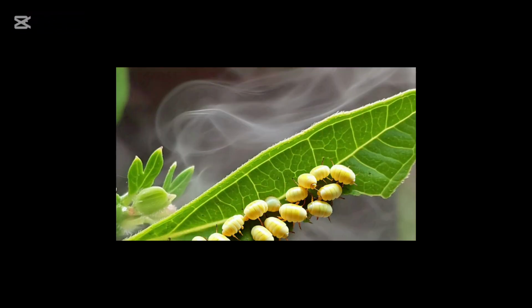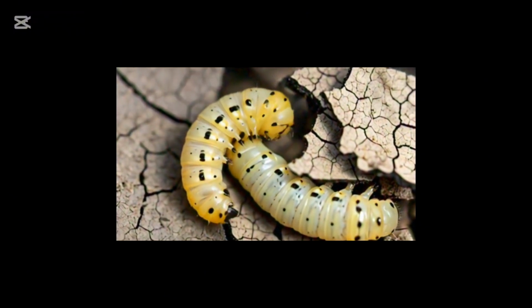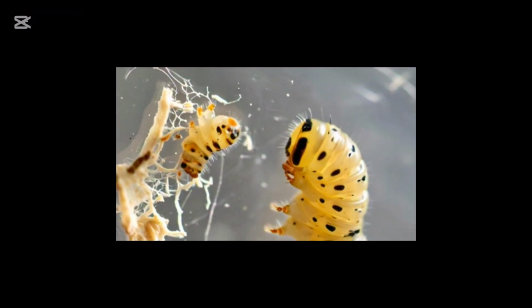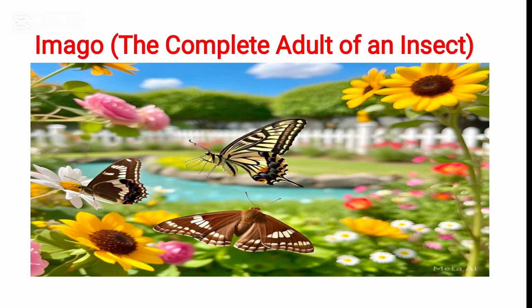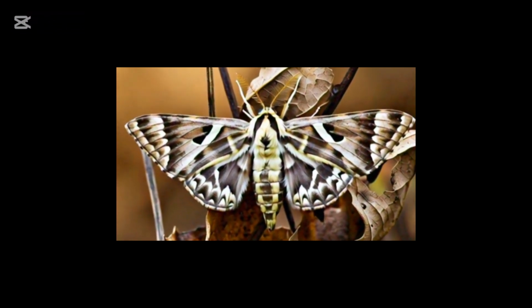Thus, for example, the first instar is between hatching and first molting, the second instar between the first and the second moltings, the third instar between the second and the third moltings, and so on. The period between two moltings is called stadium, plural stadia. The adult of an insect is called imago, plural imagos or imagines.